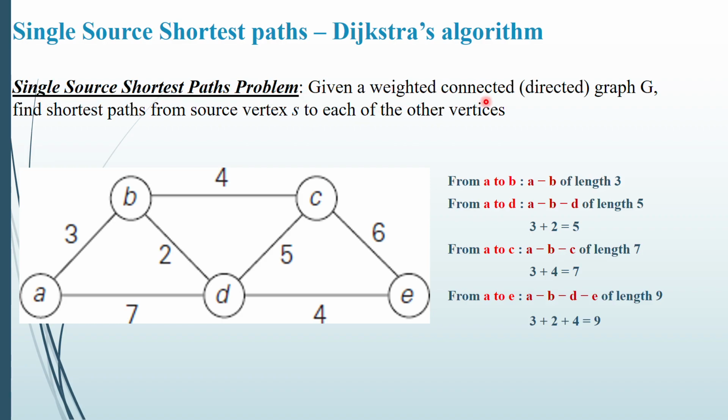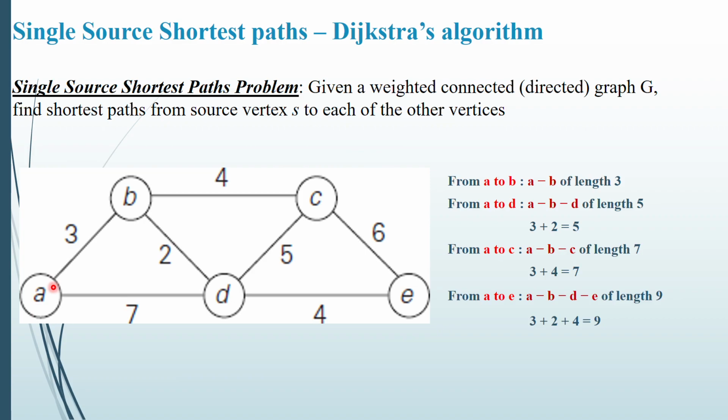Given a weighted connected graph G, you have to find the shortest path from source vertex S to each of the other vertices. Single source shortest path means you have to find the shortest path from one vertex to all the remaining vertices. So that path must be shortest here. Let's see one example in general of what it means. Assume that this is the graph and I'll consider A as the source here.